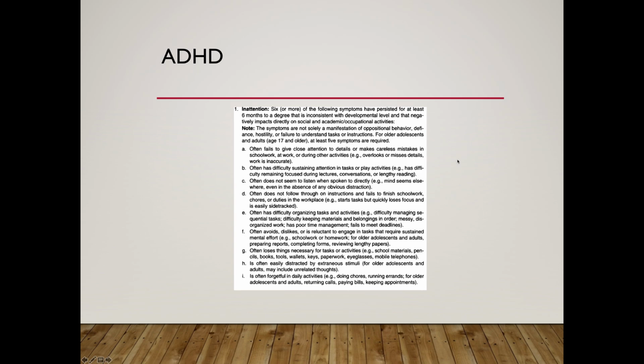So let's look at the symptoms. I know this is a lot of information. I won't go through each of these. But for inattentive type, six or more of the following for at least six months. Again, inconsistent with developmental level. So this is not in a vacuum. You have to compare to other same-age peers.